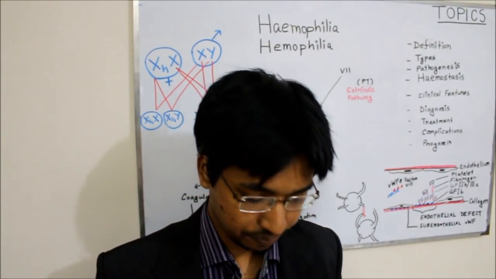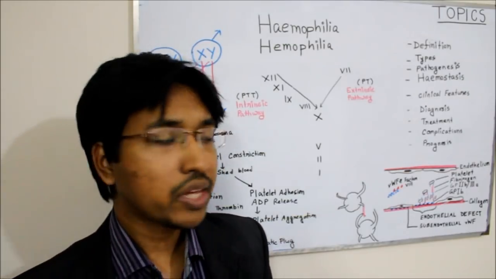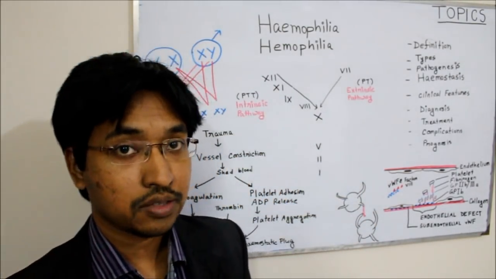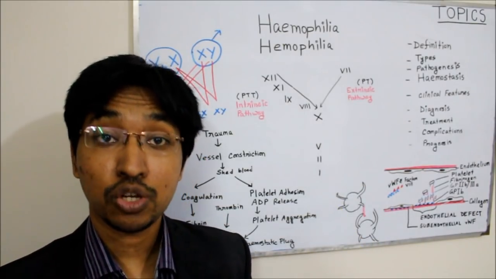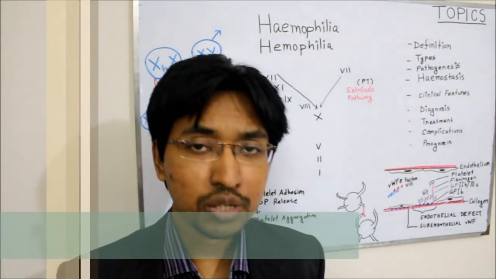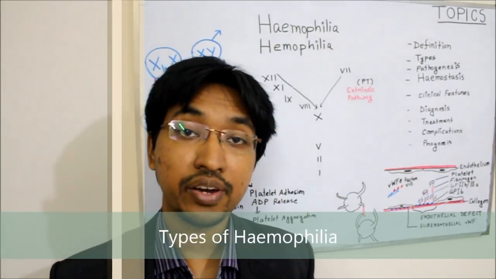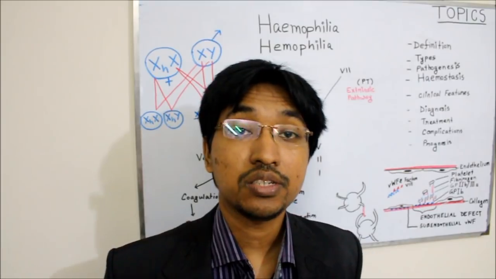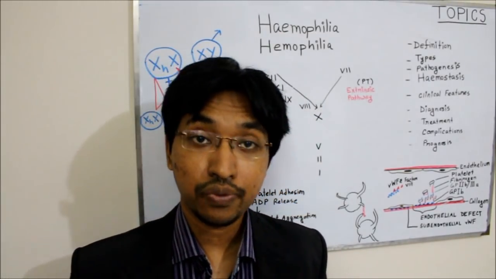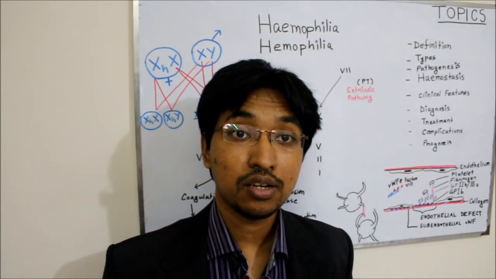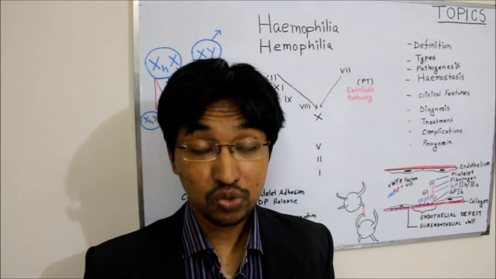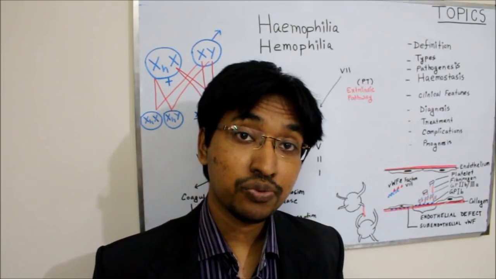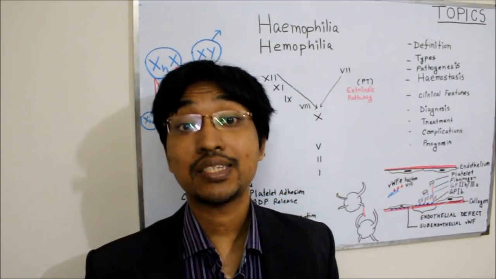Okay, so now that we have defined hemophilia, we will move on to the second part, and that was the types of hemophilia. So hemophilia can be of two types. They are named Hemophilia A and Hemophilia B. When there is deficiency of clotting factor 8, we call that Hemophilia A. And one thing you have to remember, that Hemophilia A was discovered first. So Hemophilia A is also known as the classical hemophilia.